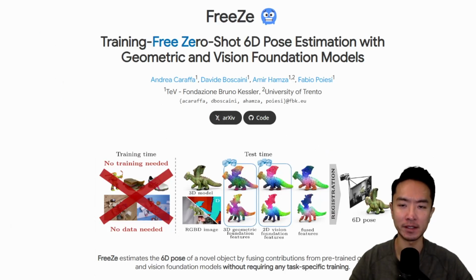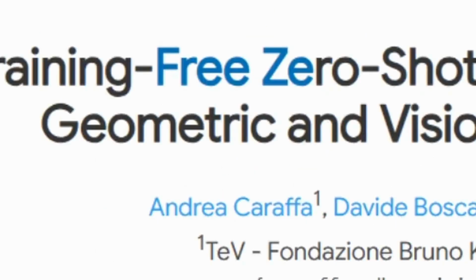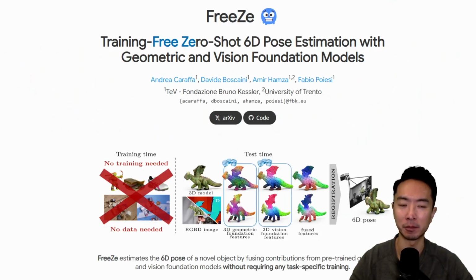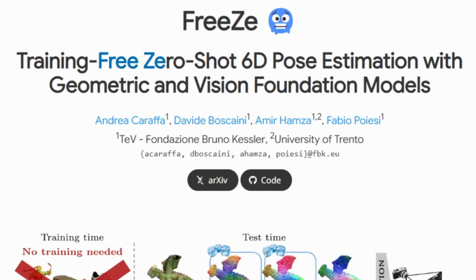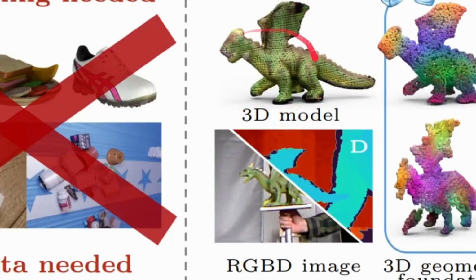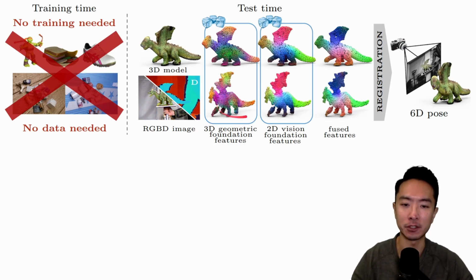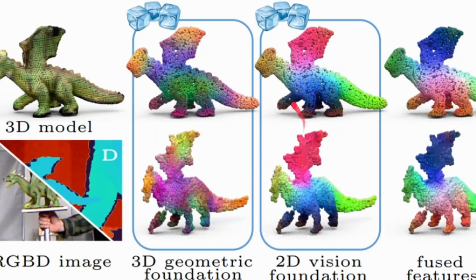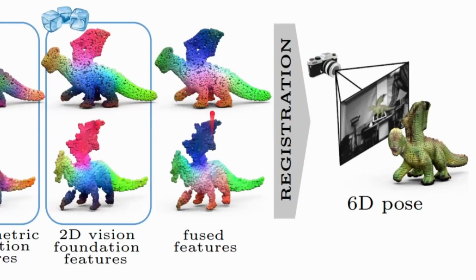So what does FreeZe stand for anyway? It comes from the "free zero" part. The title of their paper is Training-Free Zero-Shot 6D Pose Estimation with Geometric and Vision Foundation Models. What's impressive about this model is that no training is needed. All you need to do is take as input a 3D model and your RGBD image, and then they do some feature detection using some foundation models, fuse the features, and then with registration, they figure out the 6D pose.